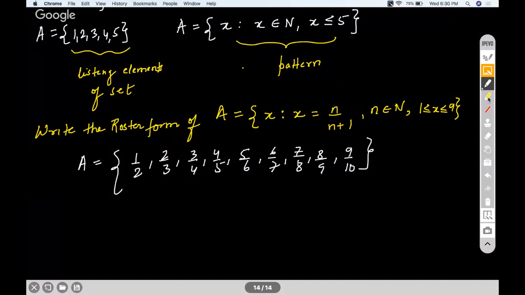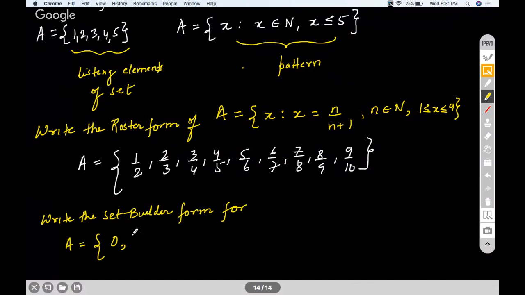Okay. Let's take another question. Write the set builder form for set A defined as, let's say, 0, 6, 24, 60. Write a set builder form for this notation.